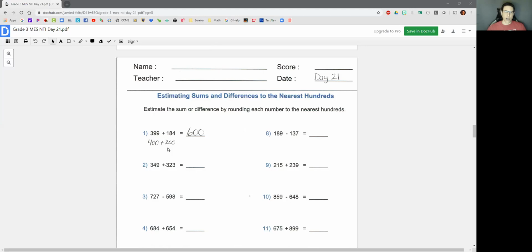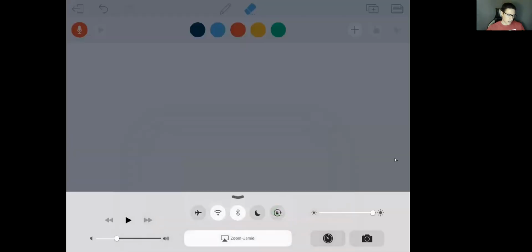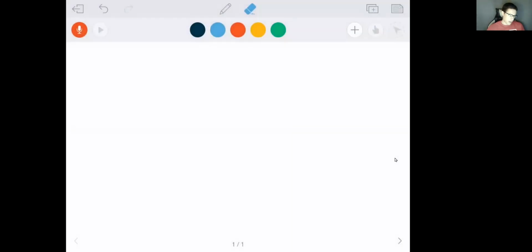So I'm going to bring up a whiteboard here. 399 plus 184. That's our first example. I'm going to show you how you could do this. I know the answer is there, but I want to show you a strategy, maybe just to kind of jog your memory if it's been a while since we've done these. 399 and 184. I'm going to turn this part off for just a second, and we're going to jump into a little whiteboard here. 399 and 184. We'll put that on here.